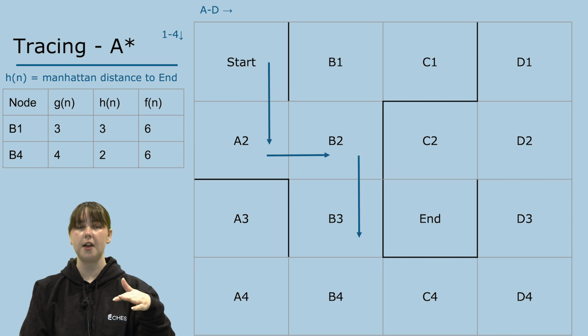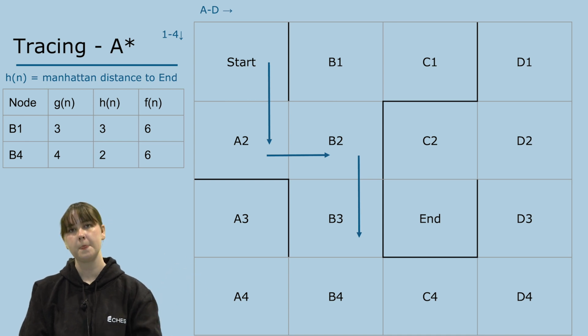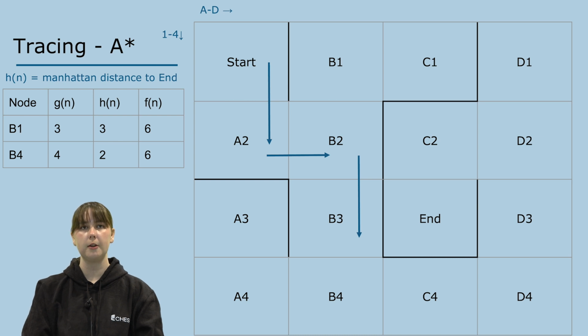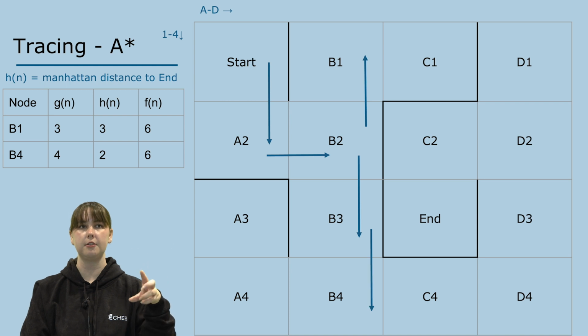Now both of these have an f of n of 6. B1, because it's 3 away from our start and 3 to the end, has 6, and then B4 is closer to the end but it's further away from the start, so it has 6 anyway. So just because B1 is the top of our queue, we'll go there, and then we can go to B4. And then we can add their descendants to our priority queue.